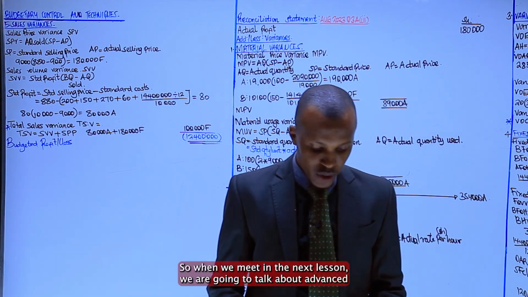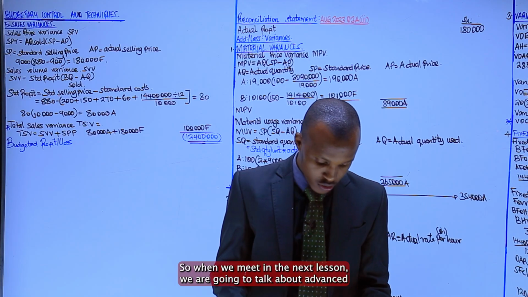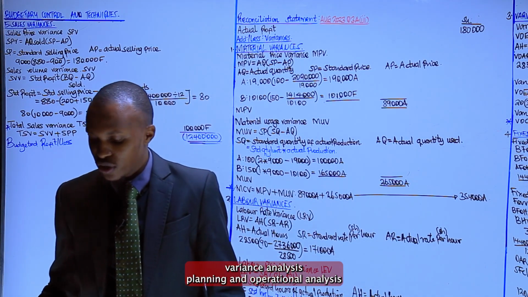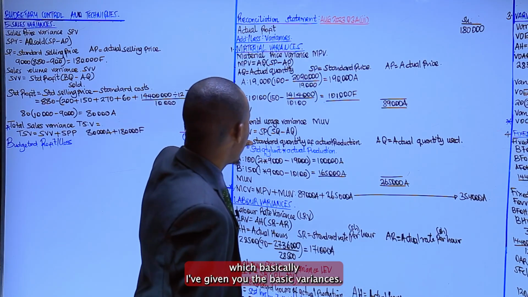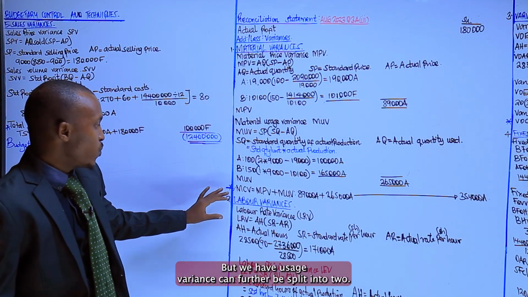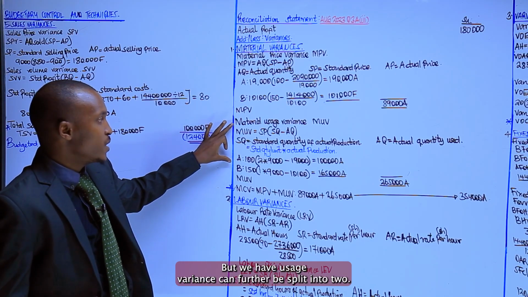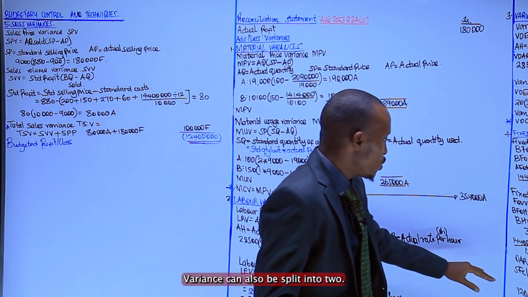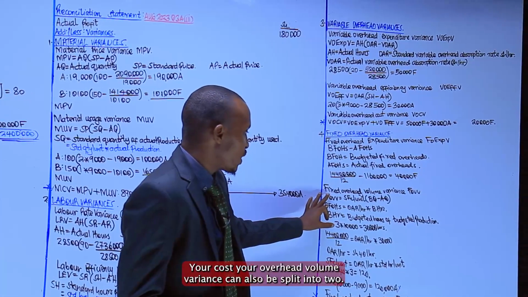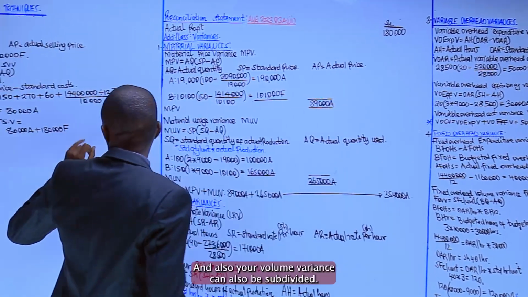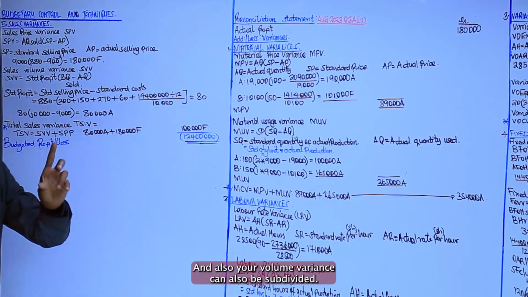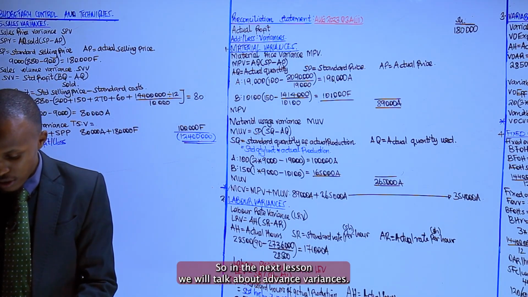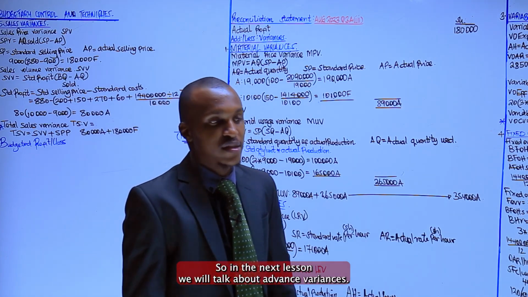Okay. So when we meet in the next lesson, we are going to talk about advanced variance analysis, planning and operational analysis. I have given you the basic variances, but usage variance can further be split into two. Labor efficiency variance can also be split into two. Your overhead volume variance can also be split into two. And also your volume variance can be subdivided. So those are advanced variances. In the next lesson, we will talk about advanced variances.